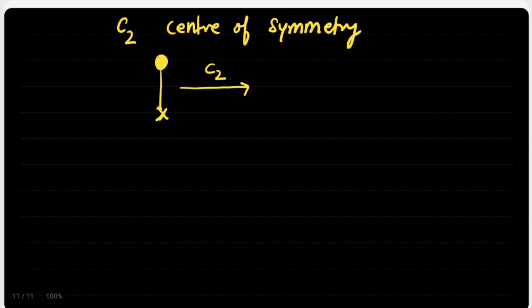Yes, if I rotate this molecule in two ways, the first rotation will be like this, and another rotation will be like this. So after C2 rotation, I am obtaining the identical molecule. So I can say that this molecule has a C2 plane of symmetry.